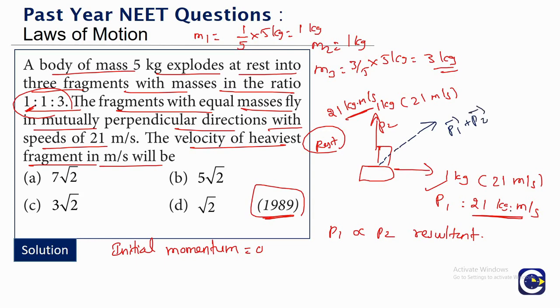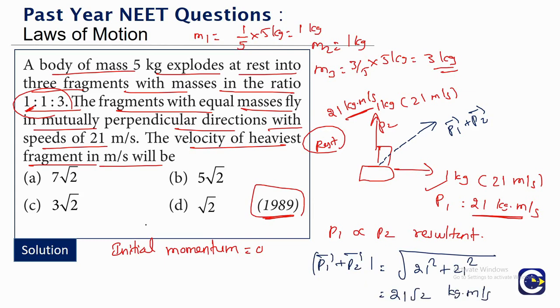But what about the magnitude? Both are 21, making angle 90 degrees. The magnitude of P1 plus P2 is root of 21 square plus 21 square, that is 21 into root 2. That is the resultant momentum magnitude. Now the third part, the 3 kg part, should have an equal amount of momentum but in exactly the opposite direction, along the same angular bisector line. If it has a speed v, then 3 kg into v should be equal to 21 root 2 kg meter per second.